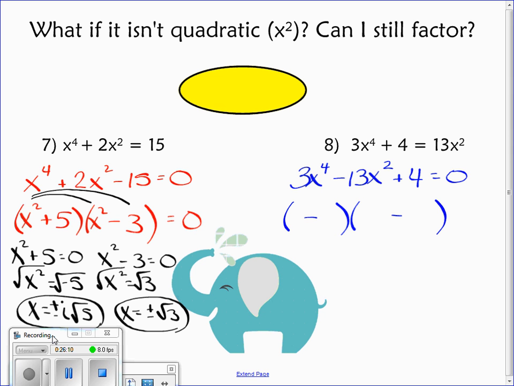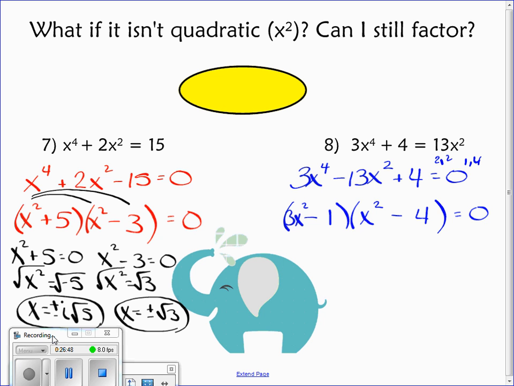2 minus. Options for A. Good. 3x squared and 1x squared. And then your options for C. 2 and 2 or 1 and 4. I'm trying to get a 13 going in there. 1 and 4. All right, so if I check this, that gives me a negative 1x squared. It's going to give me a negative 12x squared. And that'll make negative 13x squared in the middle. So that'll work.